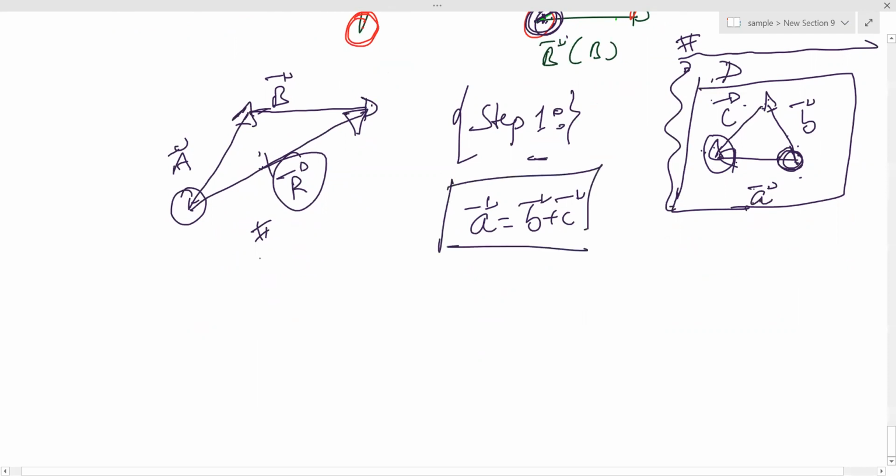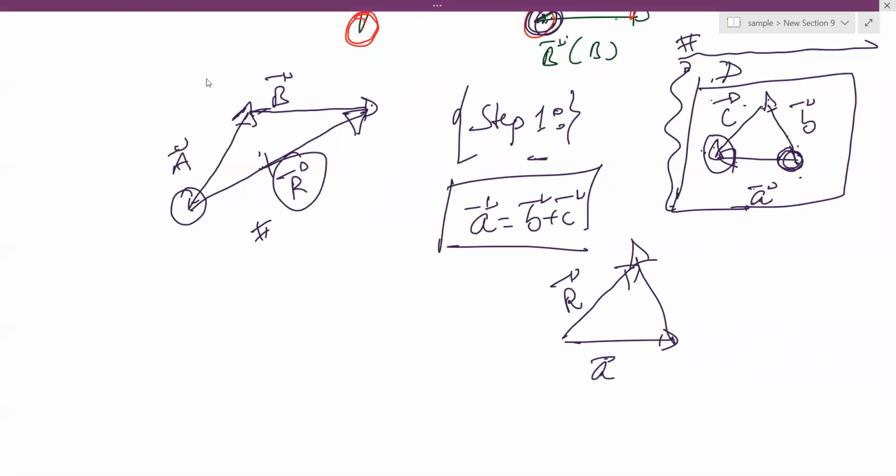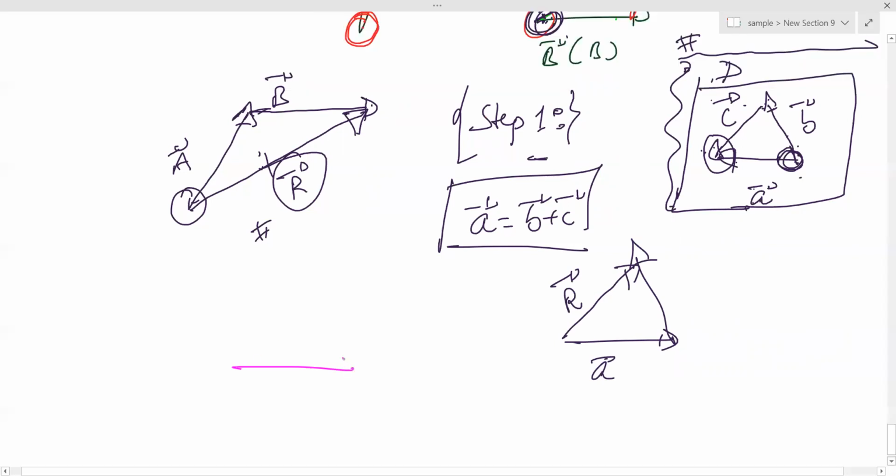How to identify? But I'll tell you, don't worry about it. For example, suppose this is the A vector and this is the B vector, and this will be the resultant or not? Yes, sir, as it has two heads and two tails.